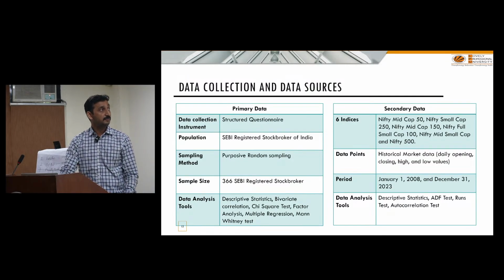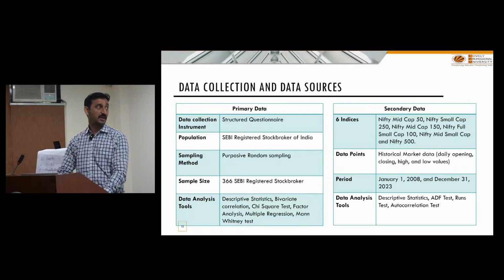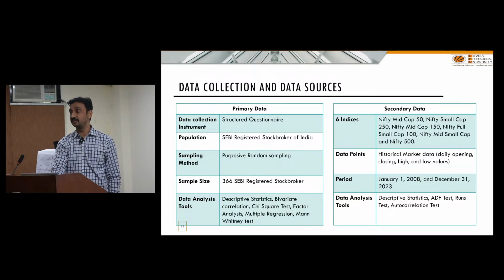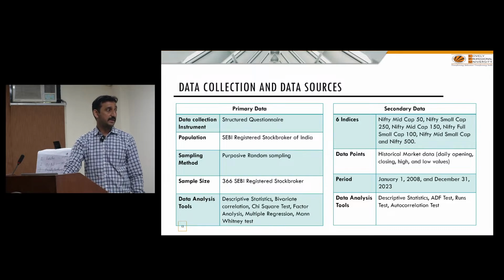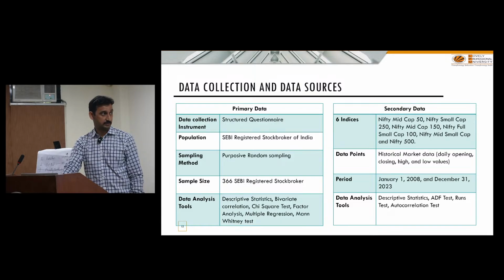See the data collection. So for the primary data, we have a structured questionnaire. It's a Likert scale questionnaire. Population is SEBI registered brokers. Sampling method is purposive sampling. Sample size is 366 registered SEBI brokers, and data analysis is descriptive statistics, bivariate correlation, chi-square test, factor analysis, multiple regression, and Mann-Whitney U test. That is what we have done.